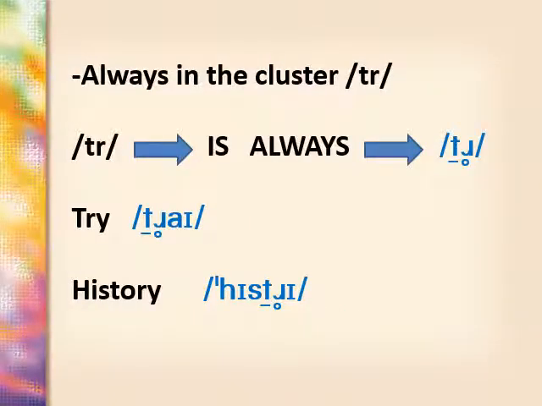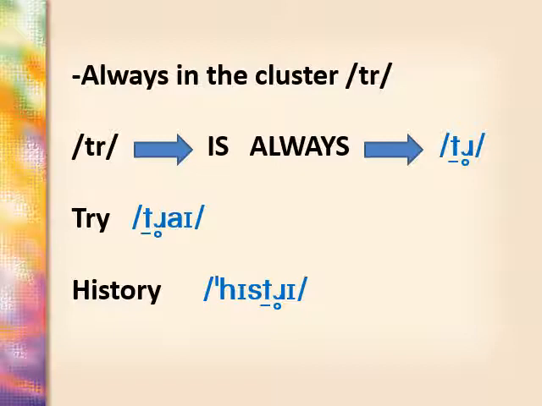There is an exception to this rule, and that is the cluster TR. We have seen this before. The TR is always the T and the R. The T will suffer post-alveolar assimilation, and the R will suffer devoicing, always. For example, in the word try, I do not say the approximant R, but the fricative R.